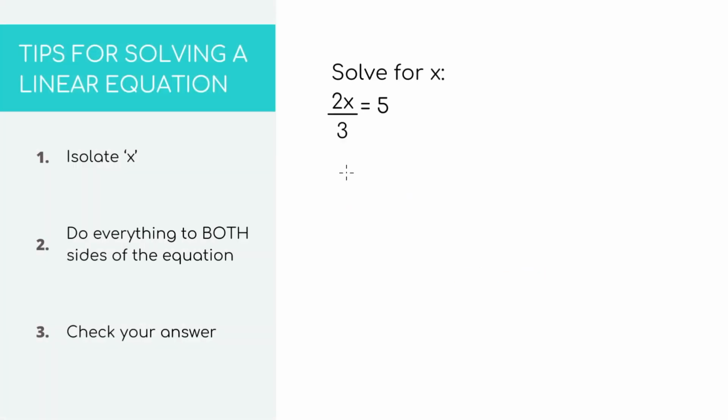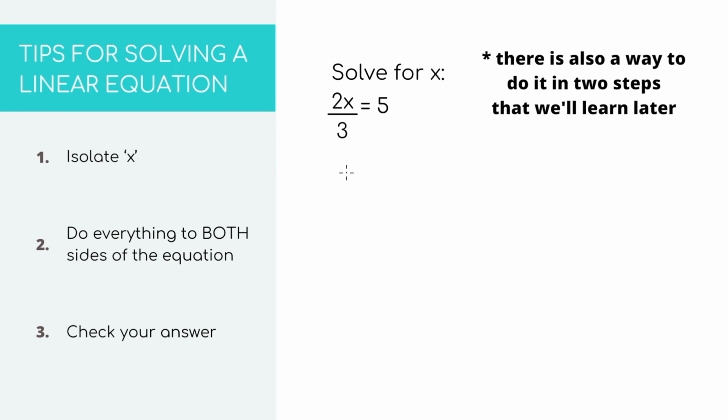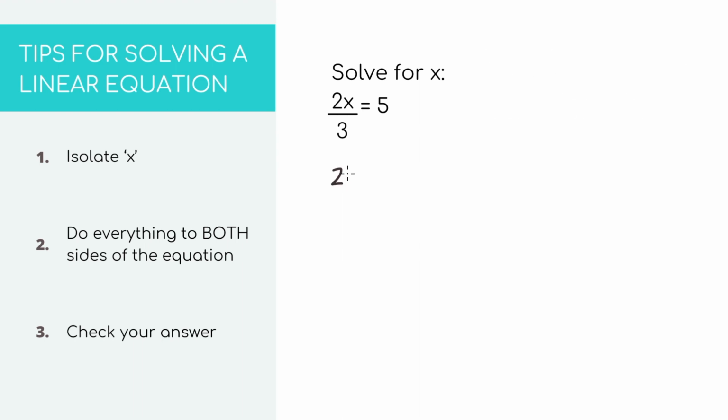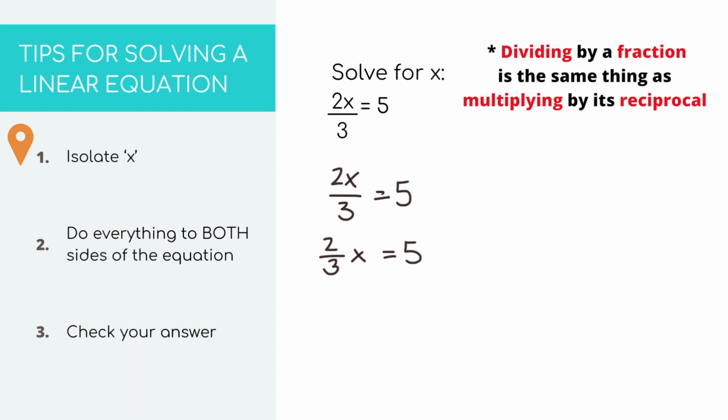There are a couple ways to do this one, but I'll show you guys what I think is easiest. Here we have 2x over 3 equals 5. And this is actually the same thing as 2 over 3 times x. Our main goal is to isolate x and get rid of the 2 over 3. The good thing about fractions is that everything cancels out when you multiply by the reciprocal.